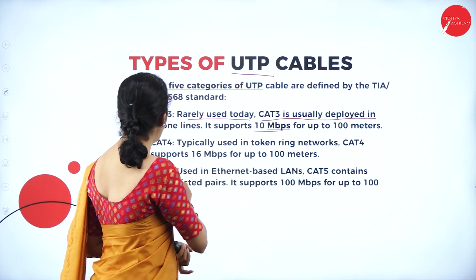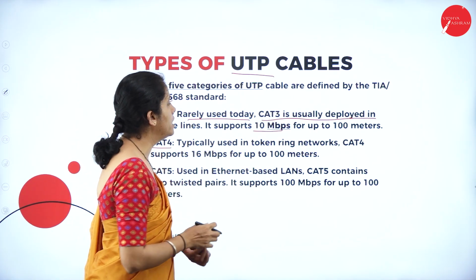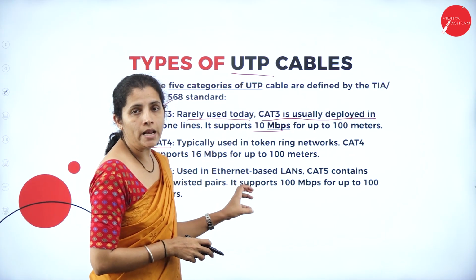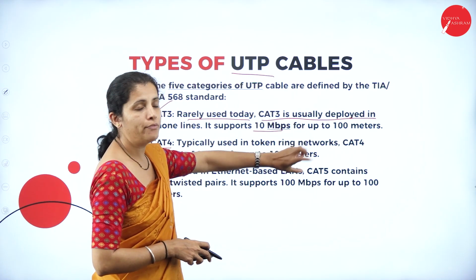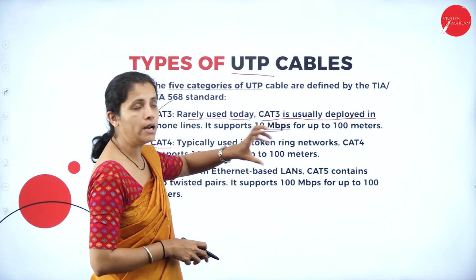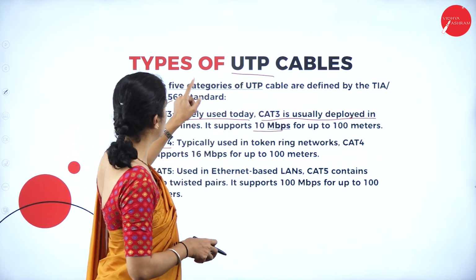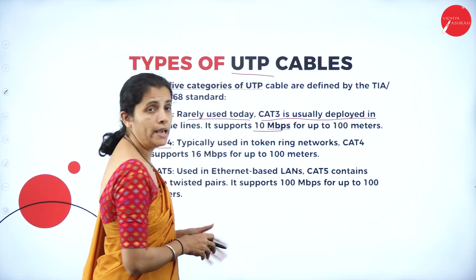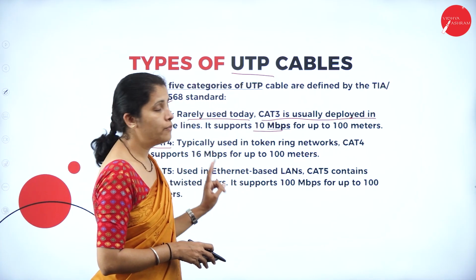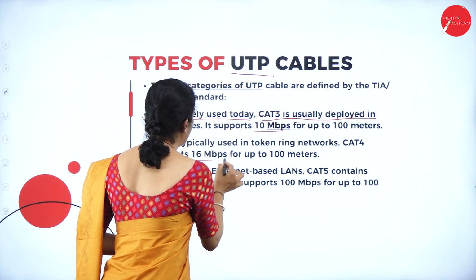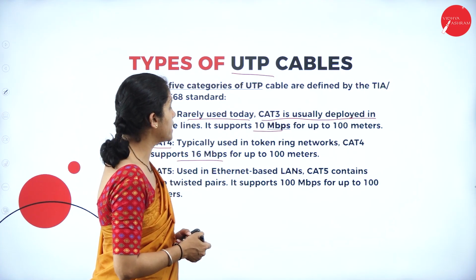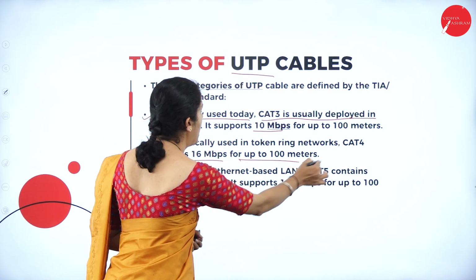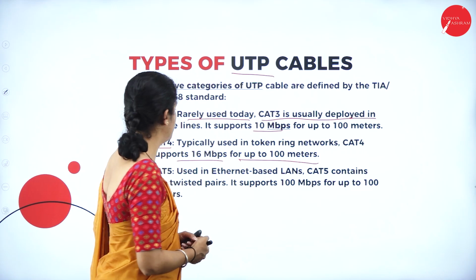Then I am going to have class 4. It is used in token ring network. So dear student, if I want to make a token ring network, then I am going to use UTP category 4. And what is the data rate? That is 16 megabits per second up to 100 meters.